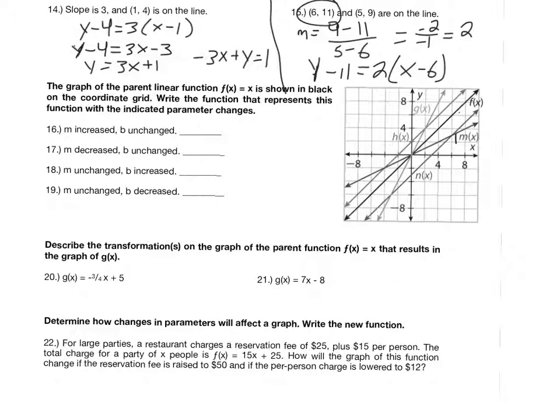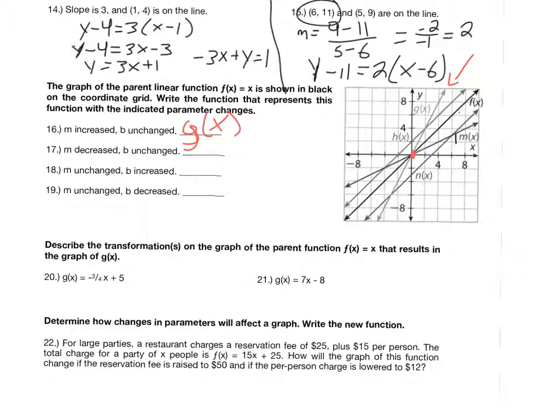M increased, B unchanged. So our y-intercept is still going to be 0, right? But our slope increased. Well, if our slope increased, that means our graph is going to be steeper, okay? And it's still going to have a y-intercept that's 0. So there's only one line that is steeper, but still has a y-intercept at 0, and that is g of x. So that answer would be g of x.